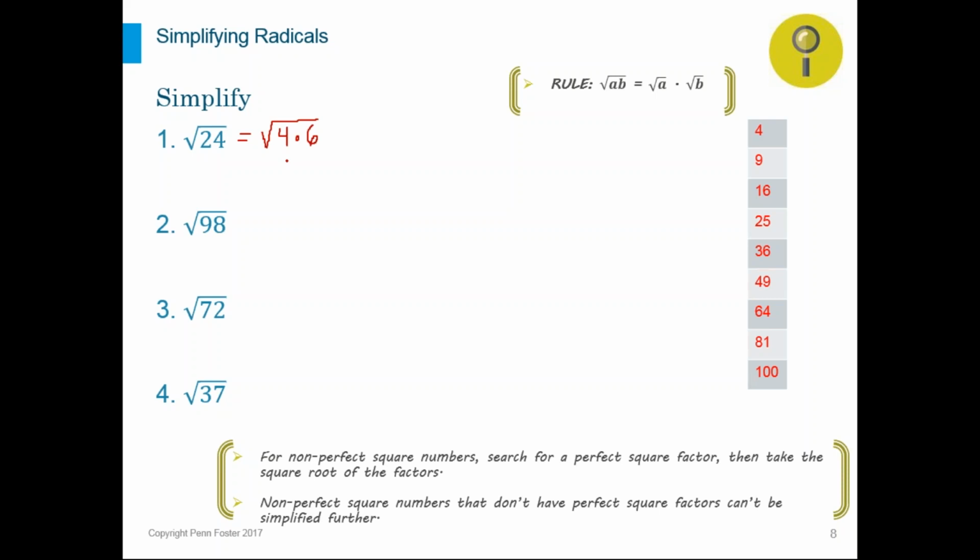Now, why did I do that? Remember those numbers in the red list, they are perfect squares, meaning that if you take the square root of 4, it will give you a whole number, 2. So I'm using that to simplify my radical.